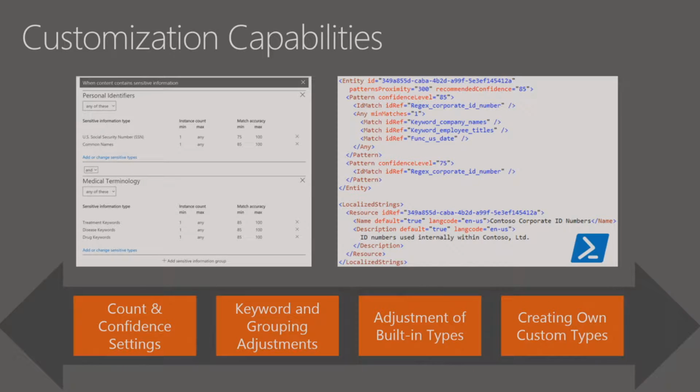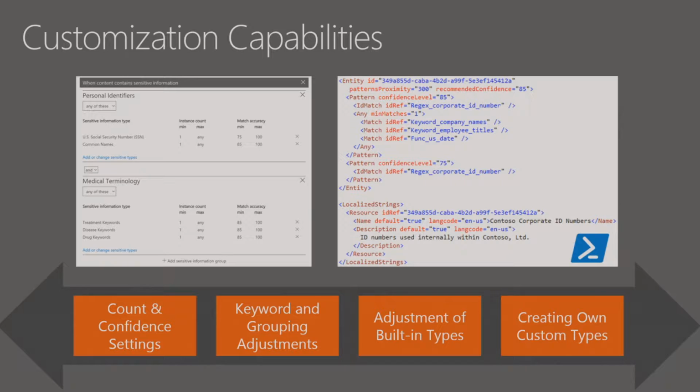Then keyword and grouping adjustments. It's an interesting new concept that we're going to be releasing soon, which lets you create more sophisticated DLP detections through groupings of items. And then adjustment of built-in types.